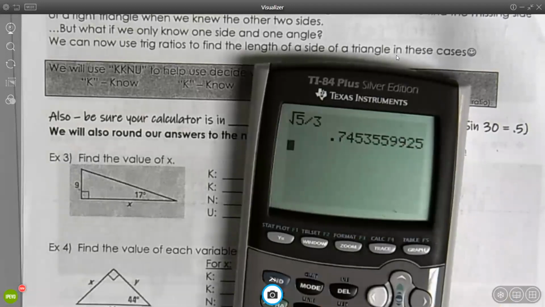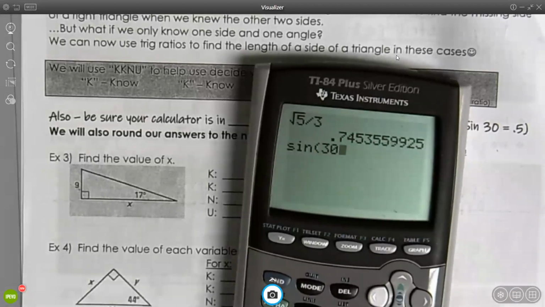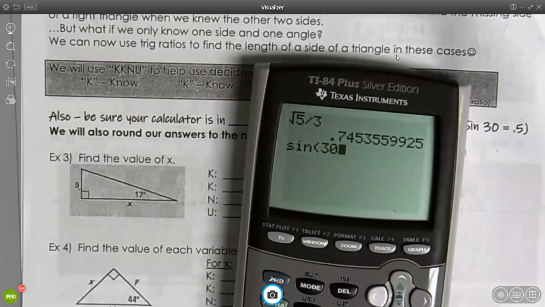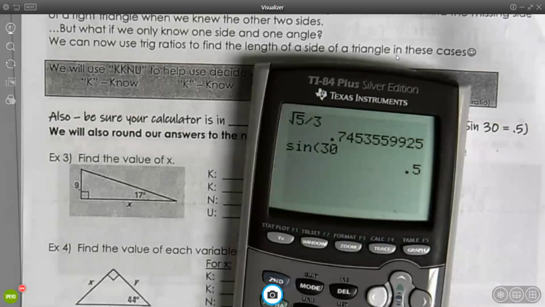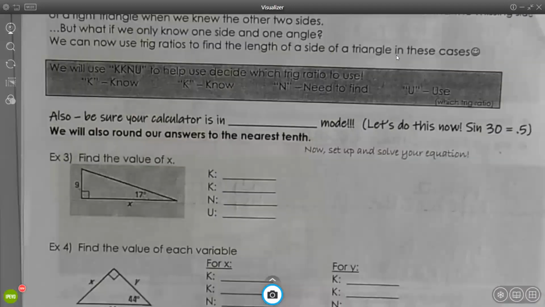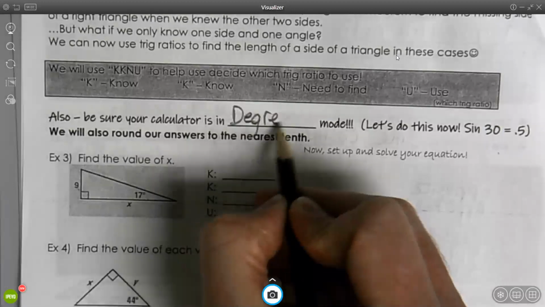So a good way to test what you're working with is the sine of 30. You already know what the sine of 30 is. In a 30, 60, 90 triangle, the opposite would be the short leg over the hypotenuse. You know that that's going to be half the hypotenuse. The opposite is less than the hypotenuse, so it's going to be 0.5. So it's a great way for you to always test to see what mode your calculator's in. Sine of 30 is 0.5. So you need to be sure you are in degree mode.